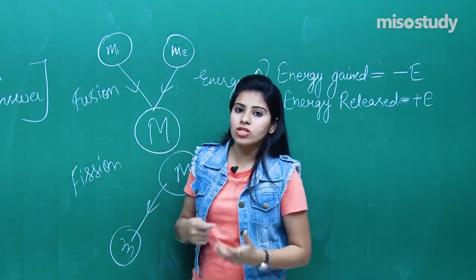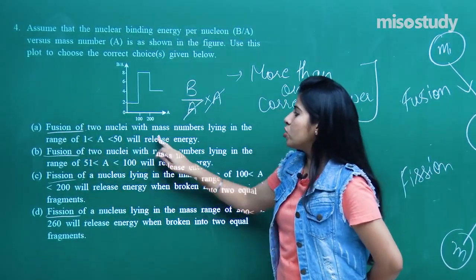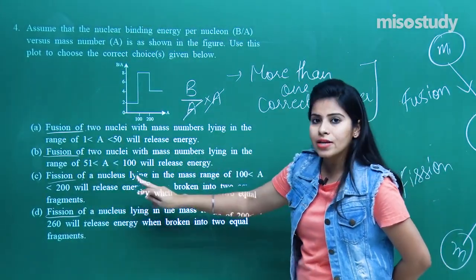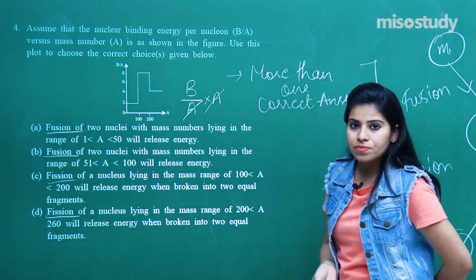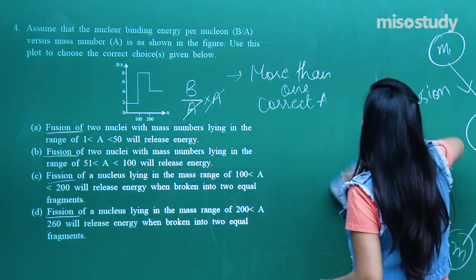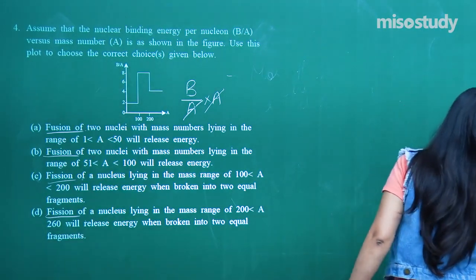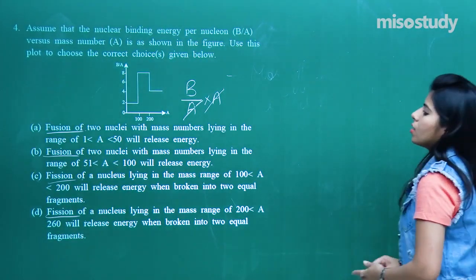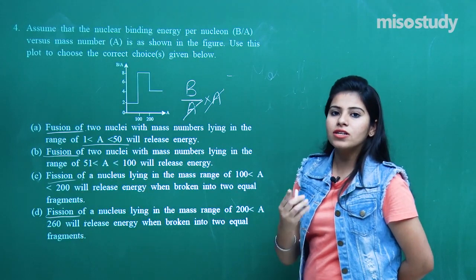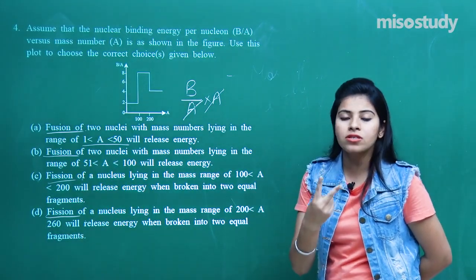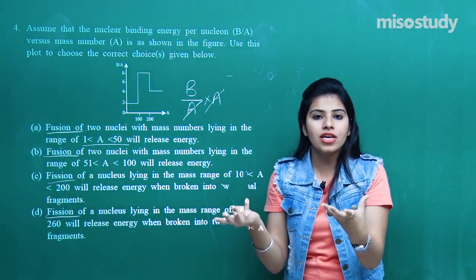Now let me look at the options. In option 1, fusion of 2 nuclei with mass number lying in the range of A between 1 to 50, it will release energy. Let me see whether there is any energy or not. Because we have to consider the mass in the range of 1 to 50, let me consider, because the process is fusion. That means 2 nuclei will be coming and combining into 1. Is this the case of fusion?